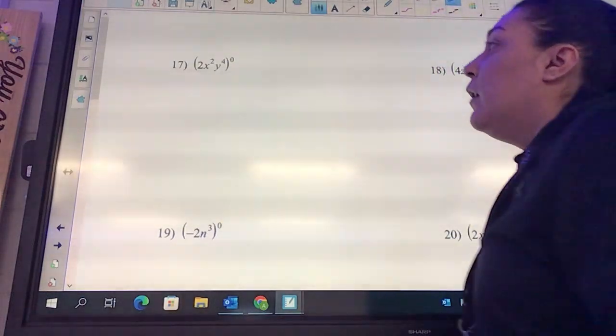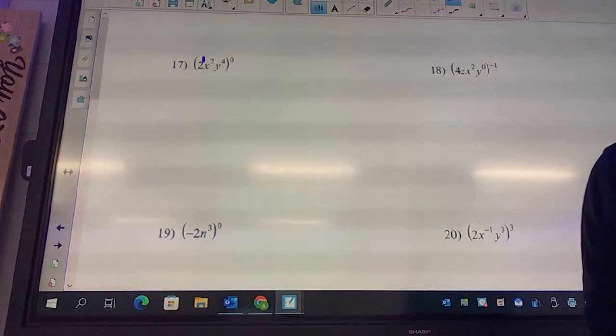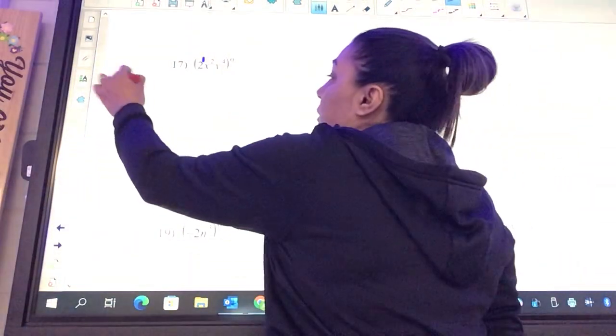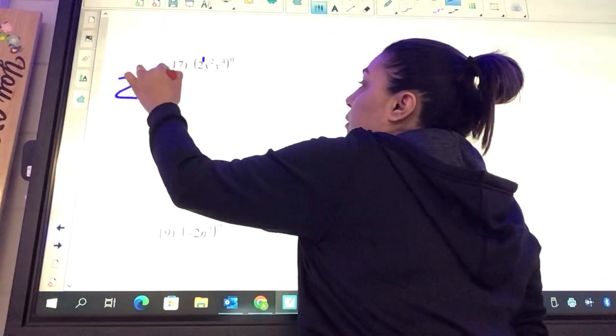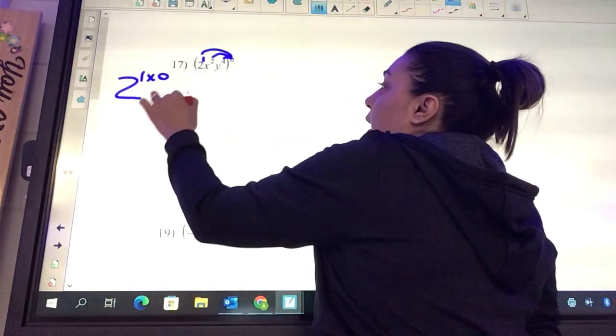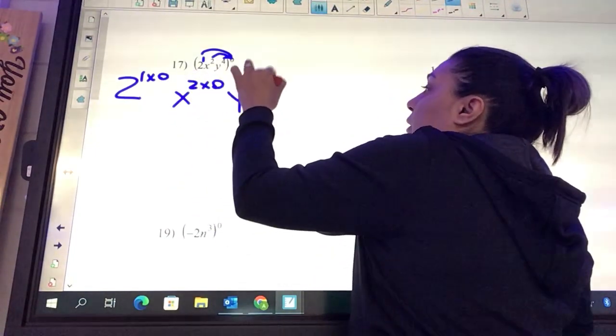Power rule. Okay, so this is really a 1 right here, and my suggestion would be to put the 1. Okay, and we already know that we need to multiply. So it's going to be 2 to the 1 times 0. Okay, each piece needs to get multiplied by this 0. X to the 2 times 0. Y to the 4 times 0.